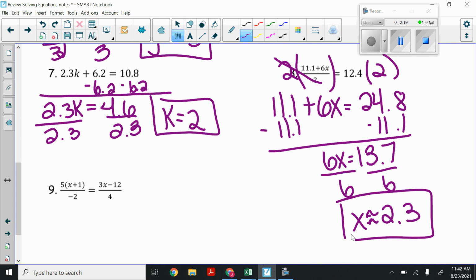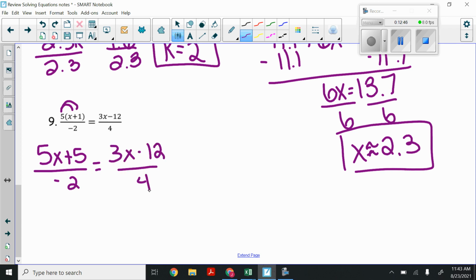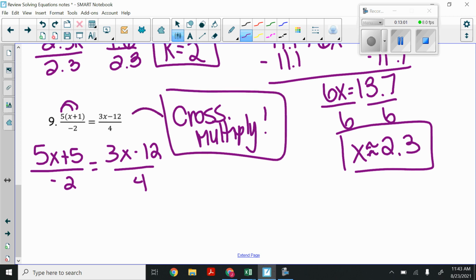All right, number 9. 5 times x plus 1 over negative 2 equals 3x minus 12, all that over 4. So let's look at how we handle a problem when we have a denominator on both sides. The very first thing we see, we need to distribute that 5. So I'm going to get 5x plus 5 over negative 2 equals 3x minus 12 over 4. This is what's called a proportion. Remember, with proportions, we cross multiply. So if you only have one fraction equal to one fraction, cross multiply.